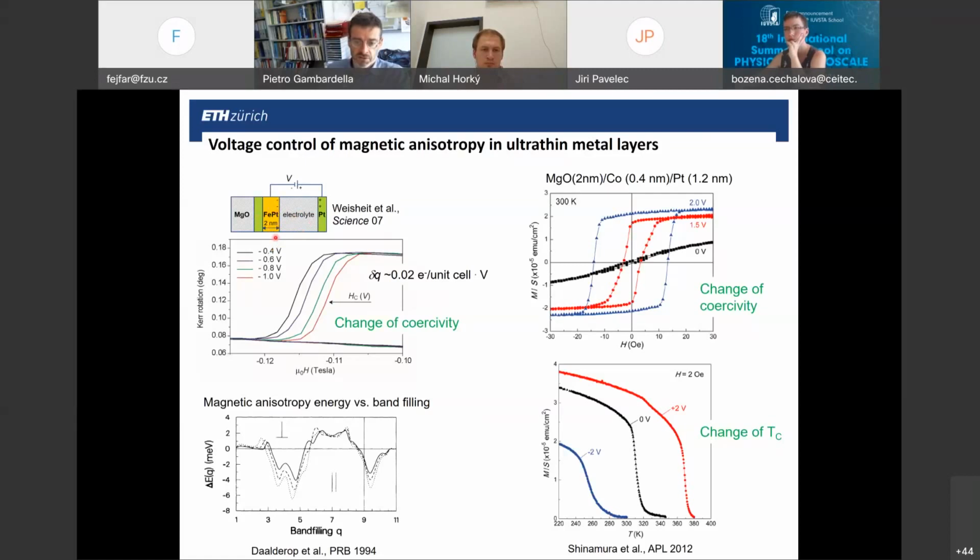So you have some charge transfer in the interface layers, and this charge transfer modifies the anisotropy energy, which in turn modifies, for example, the magnetic coercivity. We can even go in some systems from a system with out-of-plane magnetization to a system with in-plane magnetization and vice versa by applying an electric field. And because the magnetic anisotropy also determines the stability of a magnet, you have an effect also on the ordering temperature of these thin layers.